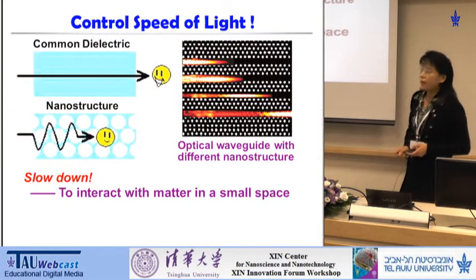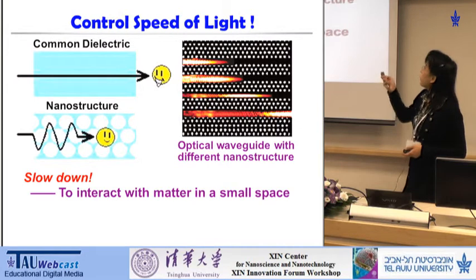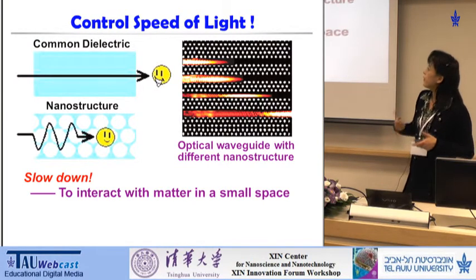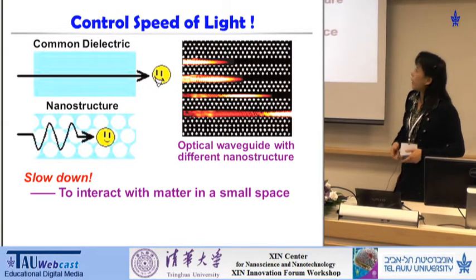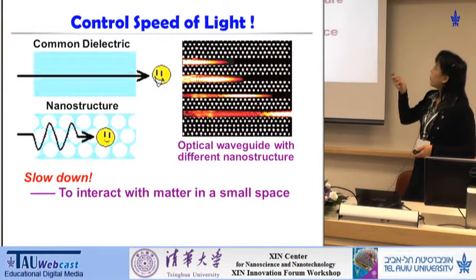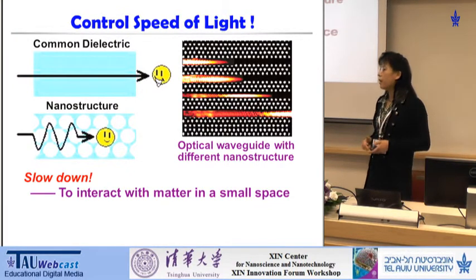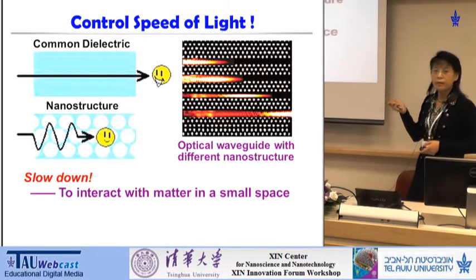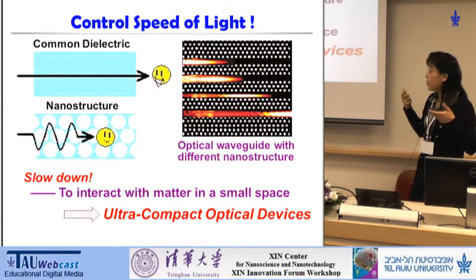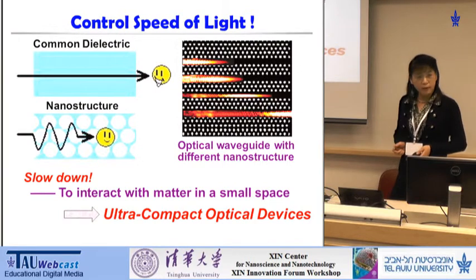Controlling the speed of light is a very amazing thing. We can reduce the speed of light to only one of several hundreds. Here are the simulation results for optical waveguides with different nanostructures. You can see we can get different speeds of light in different channels. By slowing down the speed, light can interact with the electron in a very, very small space. So it makes it possible to develop ultra-compact optical devices.